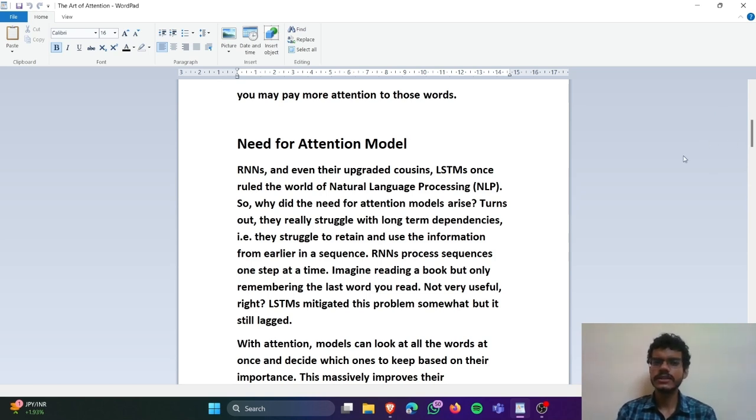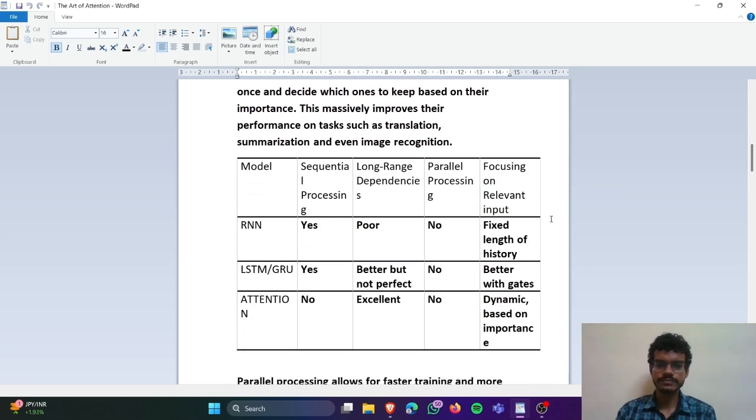So why was it even needed when RNNs and the upgraded versions LSTMs were already being used for natural language processing? The problem with them was they really struggled with long-term dependencies. That is, when you give a very long input, they would tend to forget what the information was at the beginning. Also, they were pretty slow. Imagine reading a book word by word. To address this, attention mechanism was introduced.